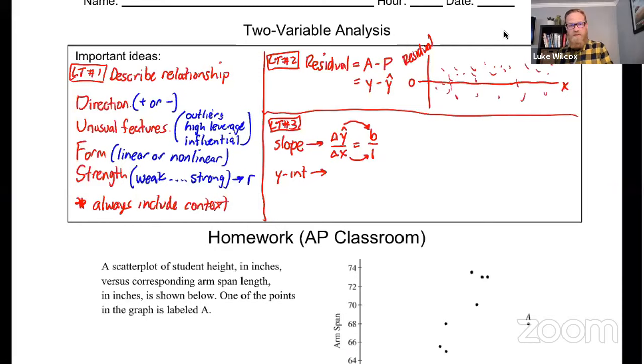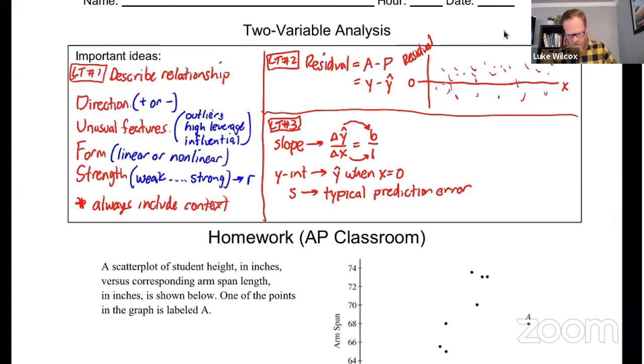All right, for the y-intercept, thinking back to your algebra days, that is the y value when the x value is 0. So I'm going to say that it's the predicted y value when x equals 0. But you would, of course, have to put that in the context of the problem. All right, the next one is s, which is the standard deviation of the residuals. And remember, I called that the typical prediction error. Right, it's what your typical residual is, or typically how far is the actual y value away from the predicted y value.